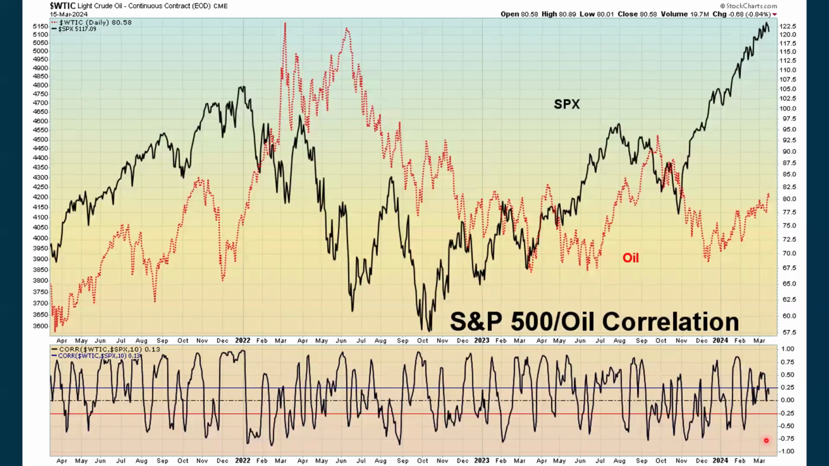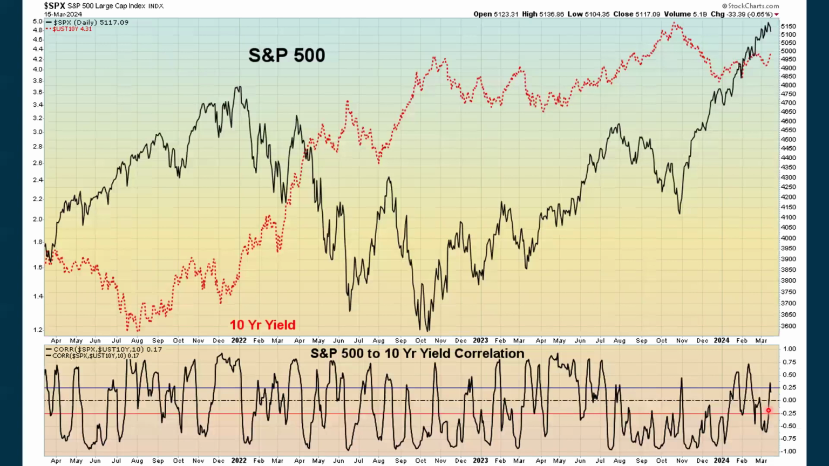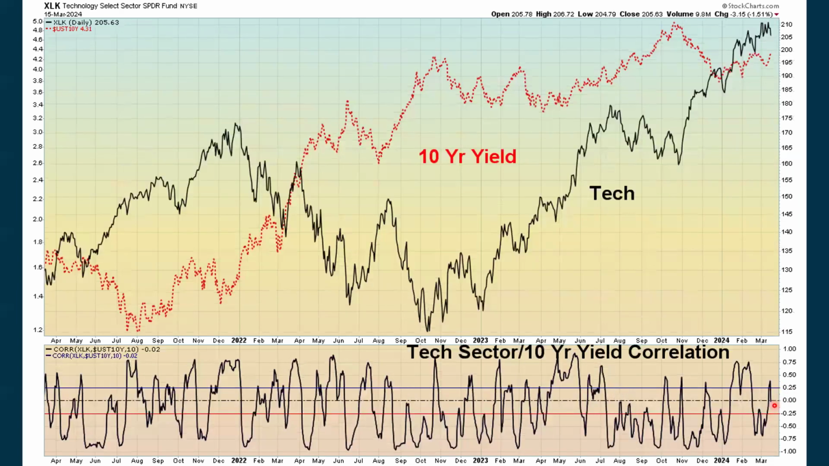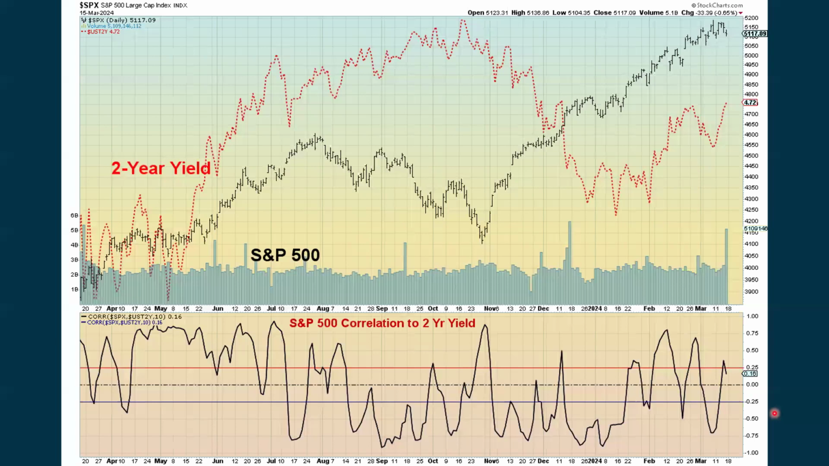We look at the correlation between the S&P and oil. This has dropped back into neutral territory right now. And the S&P and the 10-year yield also dropping back into neutral territory. And then the 10-year yield to tech is right about as neutral as you can get. And then the 2-year yield, shorter term yields here, also coming back down and being neutral.